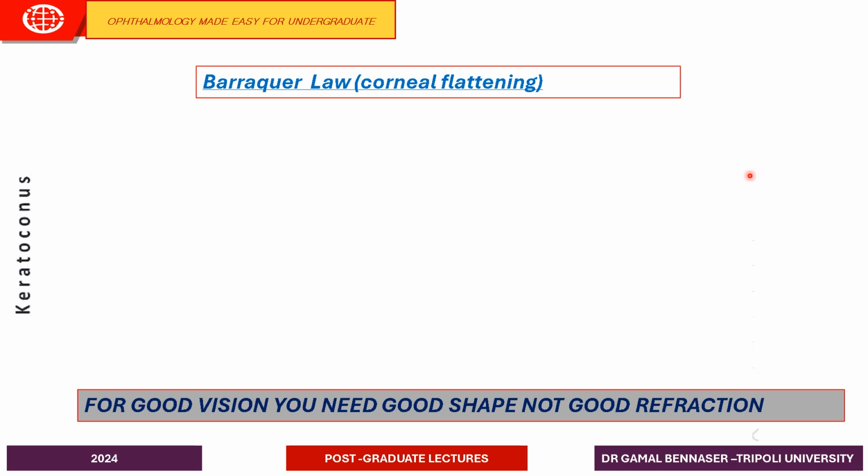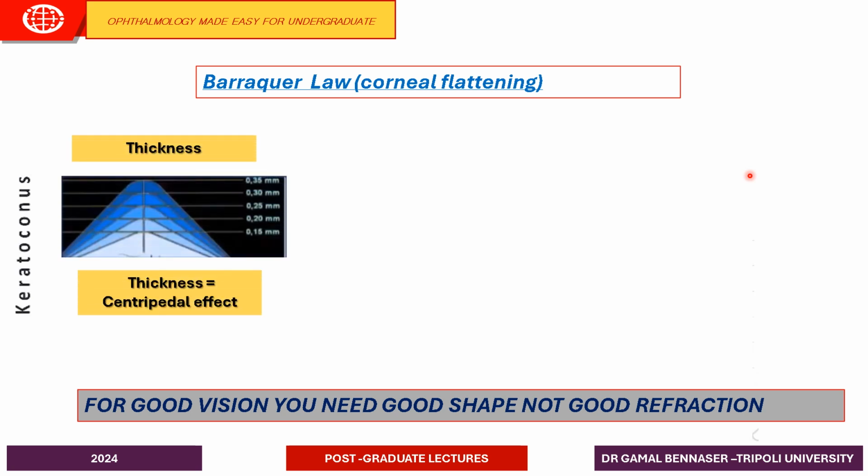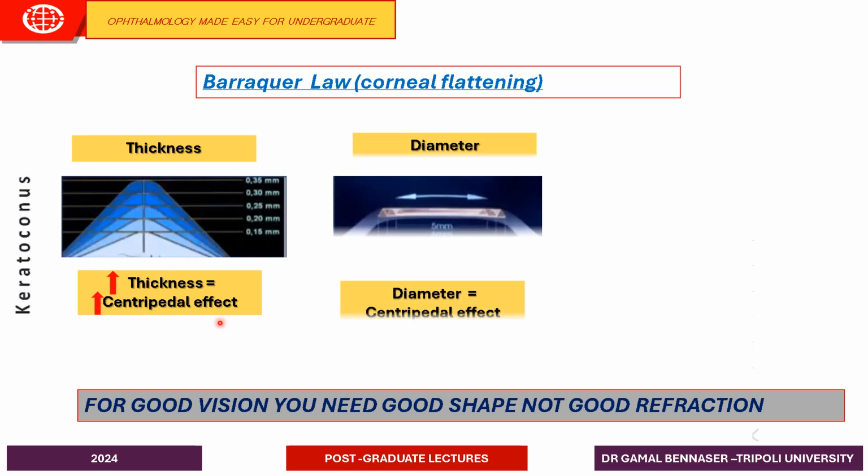Again, this slide explains in detail the arc flattening effect of the segments. As you can see here, the greater the thickness of the intracorneal ring segment, the greater the centripetal effect, and the greater the diameter, the less the centripetal effect. So this is an inverse relationship. If you want to increase the effect of the rings, you have to increase the thickness. If you want to decrease the effect, you can increase the diameter.